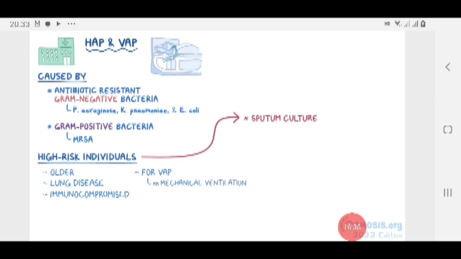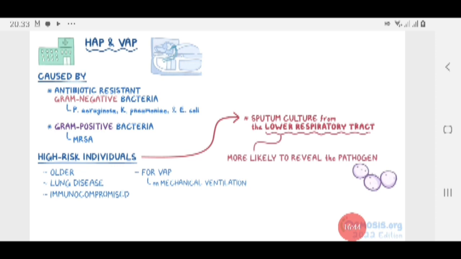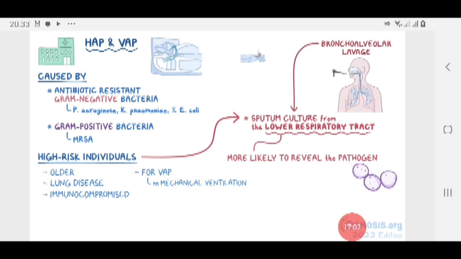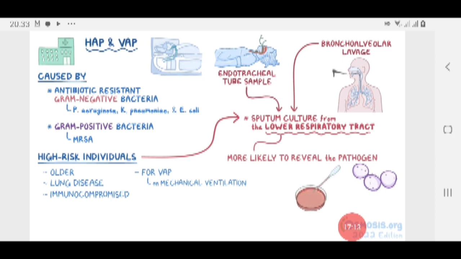A sputum culture from the lower respiratory tract is particularly helpful because it's more likely to reveal the pathogen. The culture can be obtained by doing a bronchoalveolar lavage. In a bronchoalveolar lavage, a flexible tube that's attached to a camera is placed down the trachea and fluid is suctioned out of the lungs. Alternatively, an endotracheal tube sample can be obtained if the individual is intubated. Once the sample is obtained, it can be sent off to the lab for culture and gram stain.